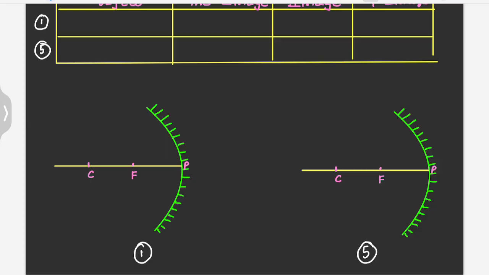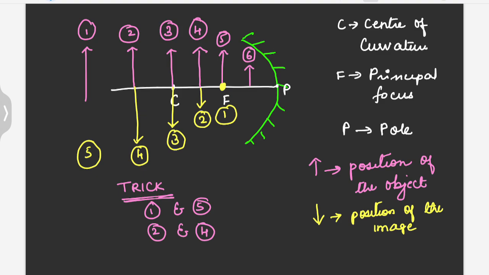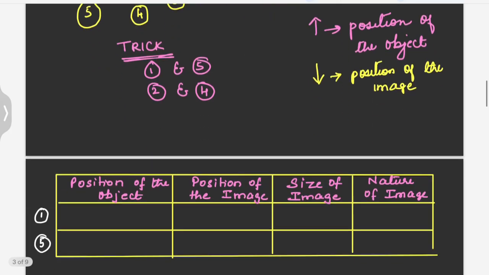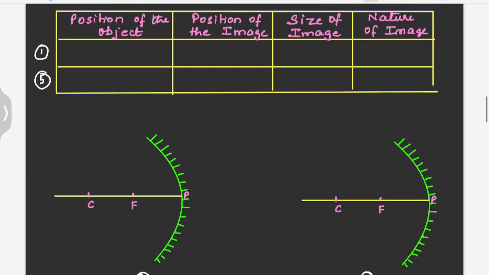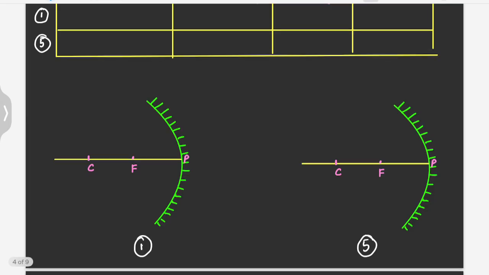So in the first ray diagram, see the trick here. Where is the object placed? You can see the object is placed at infinity. And where is the image formed? The image is formed at F. So both positions we know by using the trick. So now let us place the object. The object should be placed at infinity in the first ray diagram. So let us place it here. Mark the object as A, B. So this is the position of the object. The image will be formed at F. So already we know this.